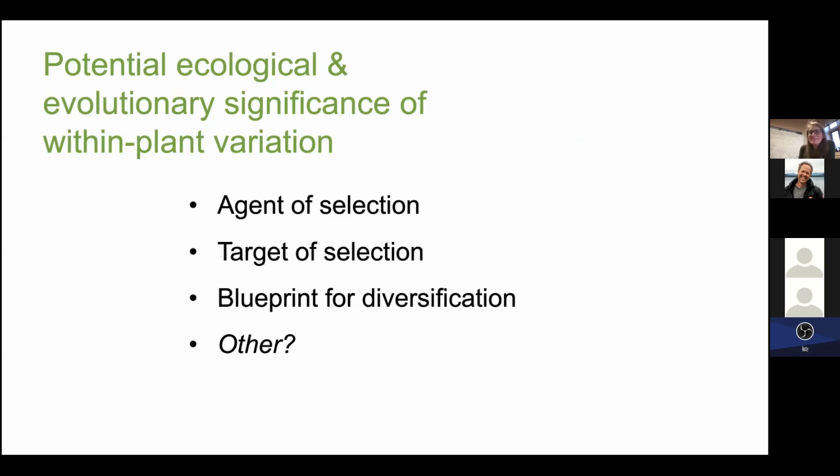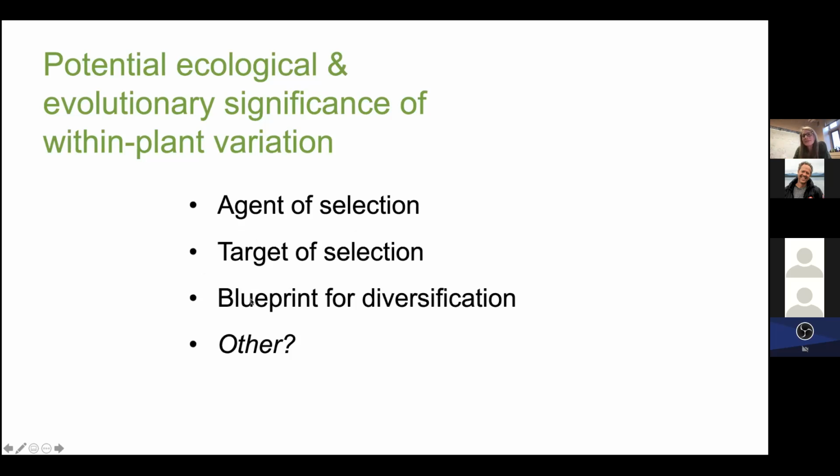Last slide, I promise. I know I'm kind of at the end of my talk here. I've been talking to you today about the potential for ecological and evolutionary significance of within plant variation. And I recognize that I don't have strong answers on any of the ideas I've put forth today. My work on the agent of selection ended up not providing evidence for my hypothesis, at least in the system that I was working on. And the work on the target of selection is kind of just in the first steps of getting going. Blueprint for diversification is even earlier still.